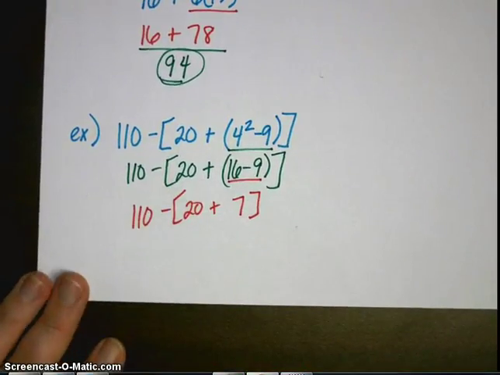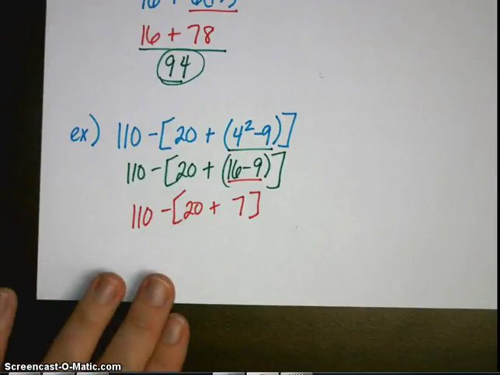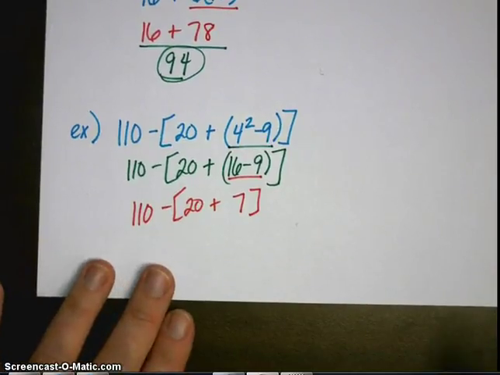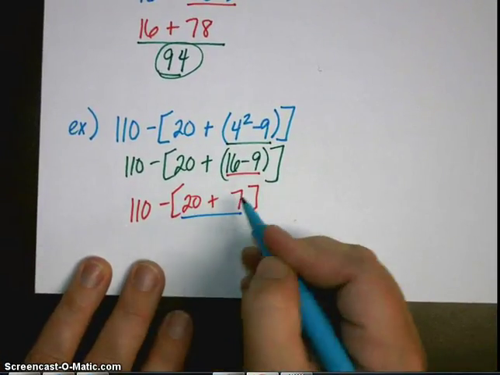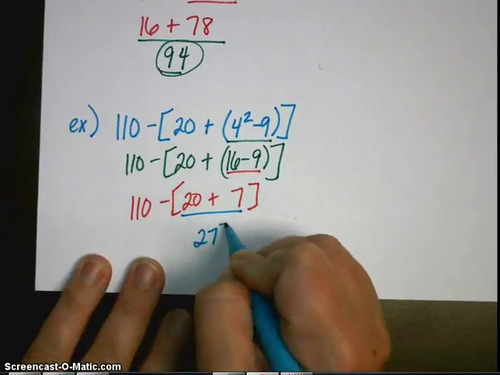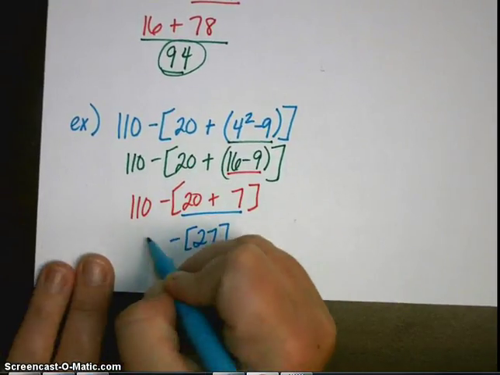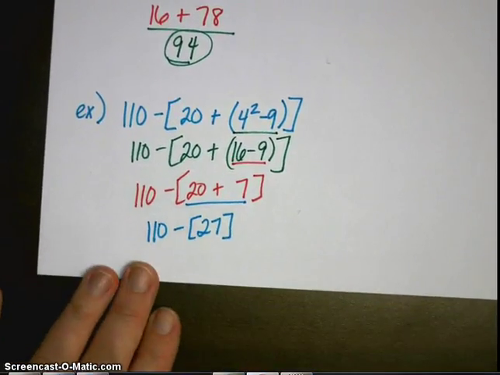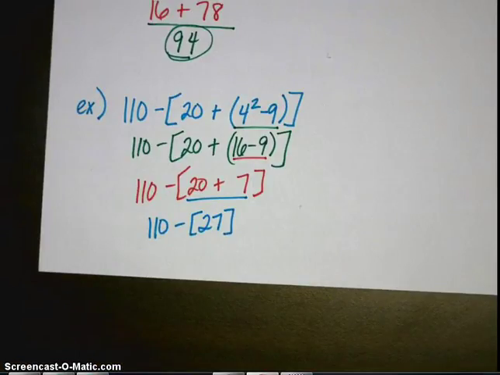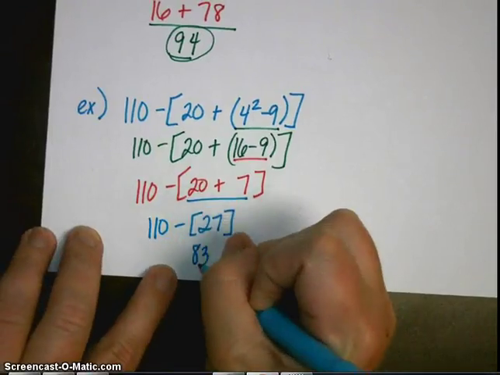And now I still have something in brackets, so I'm going to do the brackets. The brackets is 20 plus 7, which is 27. So now I'm just looking at 110 minus 27. So I'm going to actually subtract that out, and I get 83.